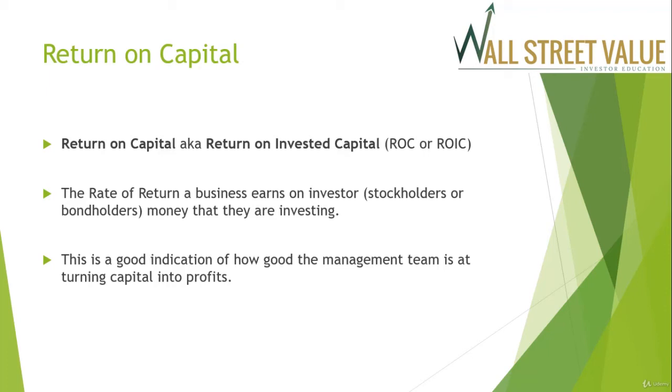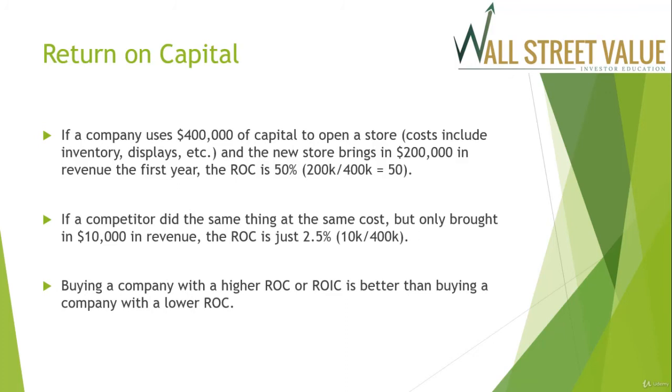And next is return on capital. It's also known as return on invested capital. We call this ROC or ROIC. This is the rate of return a business earns on investor money that they are investing. It's a good indication of how good the management team is at turning capital into profits. I got this example from Joel Greenblatt's book, The Little Book That Beats the Market. And it's a good illustration here to explain ROC.